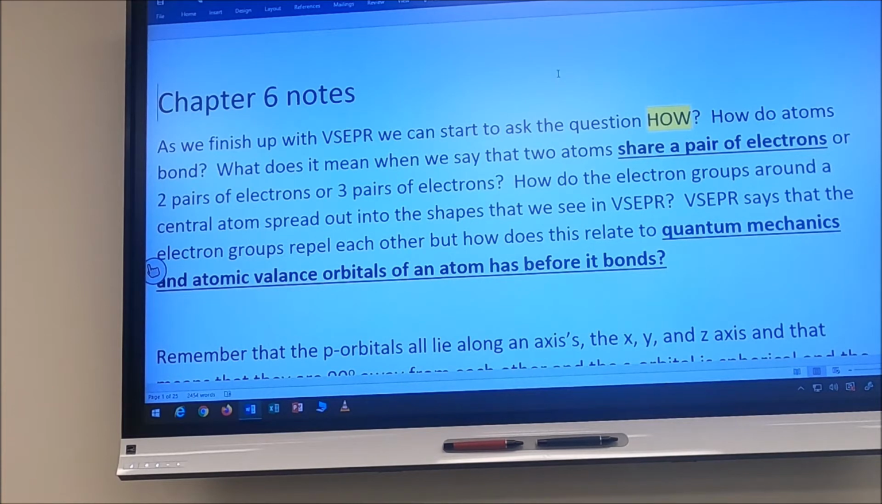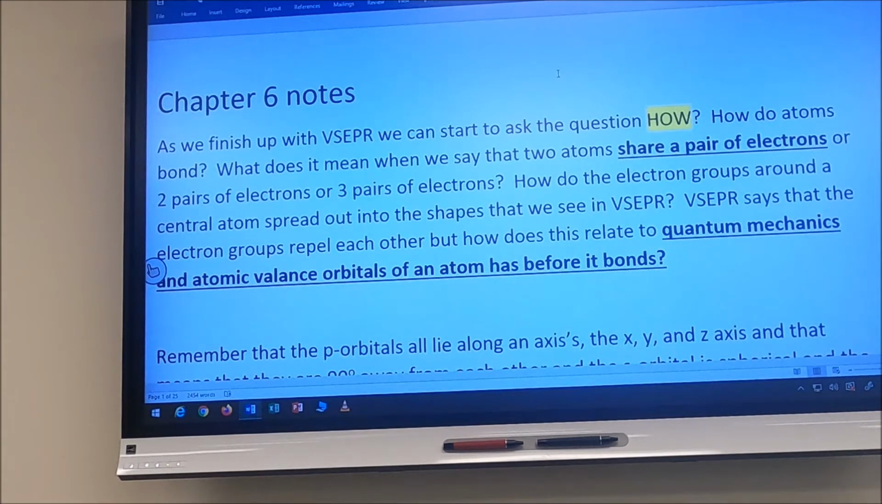So we finished up VSEPR, and VSEPR says that electron groups repel each other around a central atom and space out as far apart as possible. VSEPR doesn't tell us how. How do these atoms with their bonds take up the shapes that we see in VSEPR?